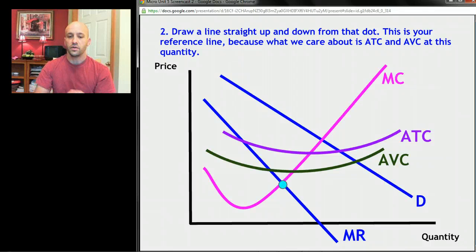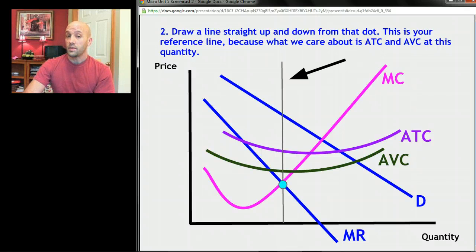Alright, step number 2. Draw a straight line up and down from that dot. This is your reference line because what we care about is average total cost and average variable cost at that quantity. So just like we did in perfect competition, we're going to draw a little vertical line, call that a reference line.